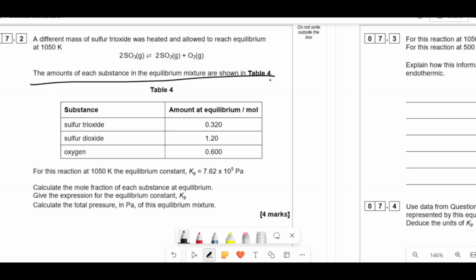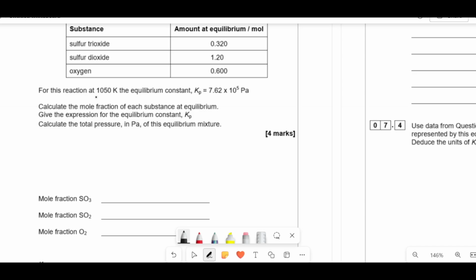Now it says a different mass of sulfur trioxide is heated and was allowed to reach equilibrium. The amounts of each substance are shown here. For this reaction, the equilibrium constant was this. Calculate the mole fraction of each substance. And then it says calculate the expression for Kp and then calculate the total pressure of this. So we need to do a bunch of steps.